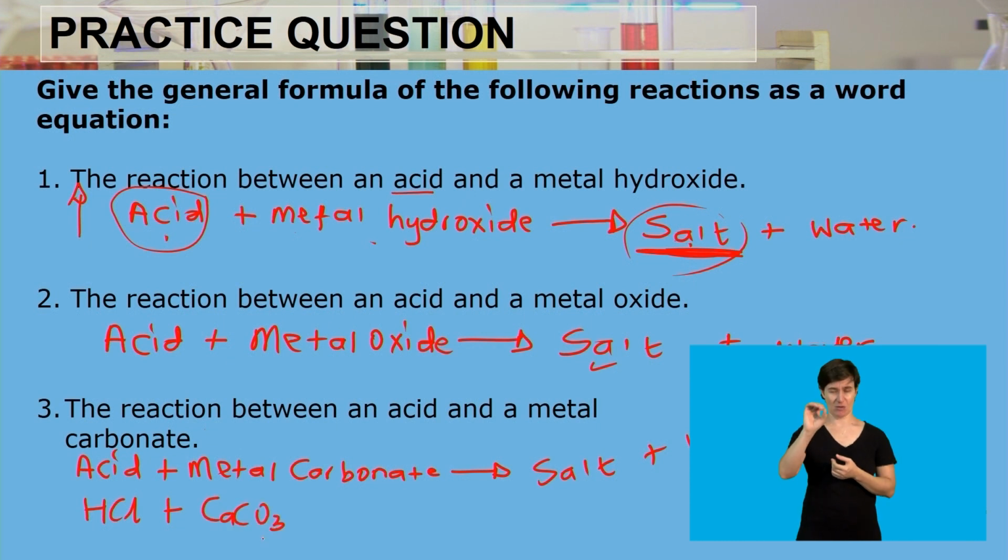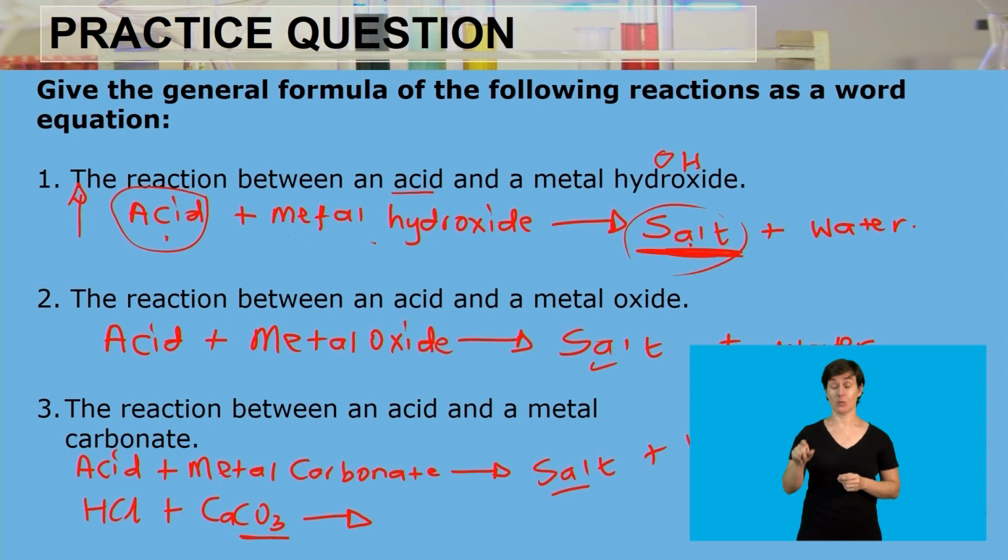So all the metal carbonates, all the carbonates, have the CO3. As much as we said that the hydroxides have the OH, the carbonates have the CO3. Now, when these two substances react together, the salt, water, and gas are going to be formed.